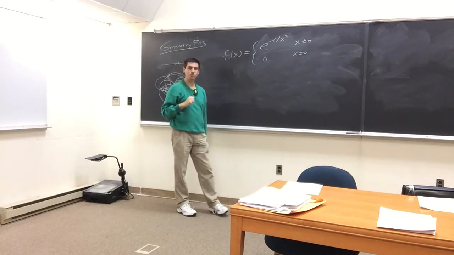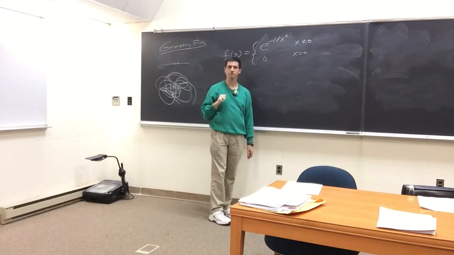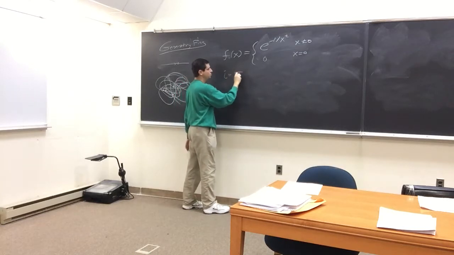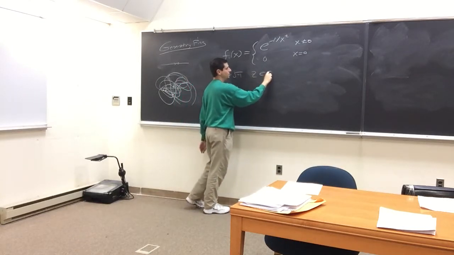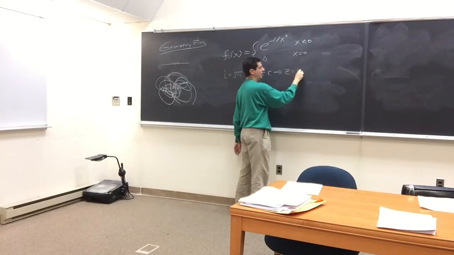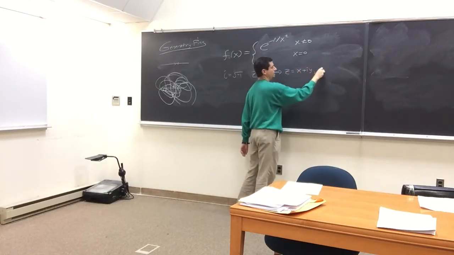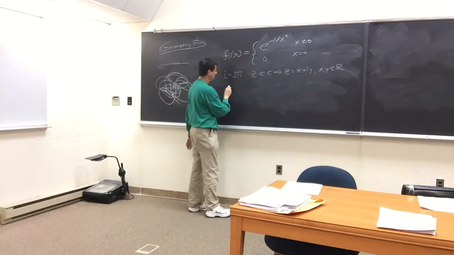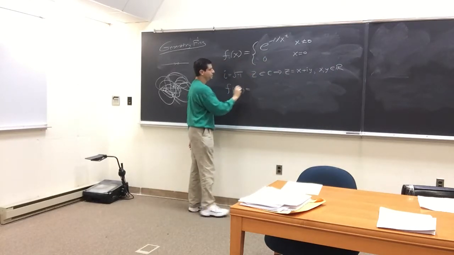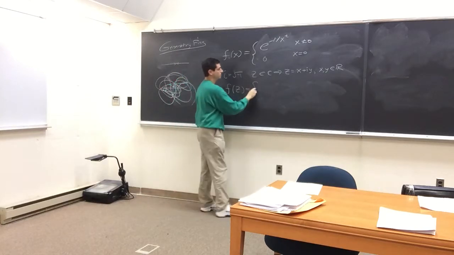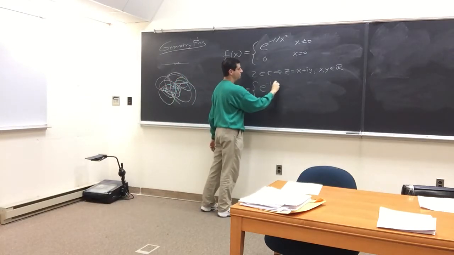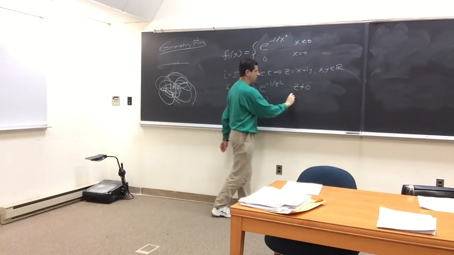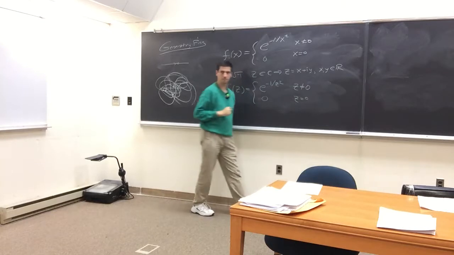There are some math majors who graduate without ever seeing the square root of negative 1 in complex numbers. This does not happen in my classes. Let i be the square root of negative 1. Z a complex number means we can write z as x plus iy, where x and y are real numbers. Let's extend this function to be a function of a complex variable. So it'll be e to the negative 1 over z squared, z does not equal 0, and 0 if z equals 0.